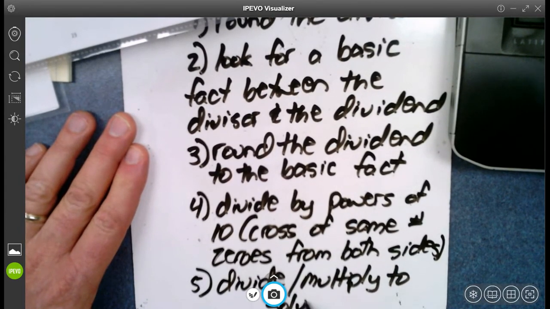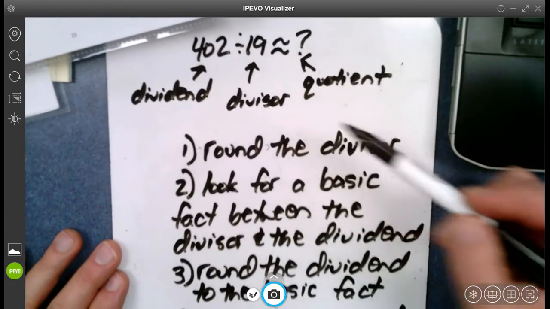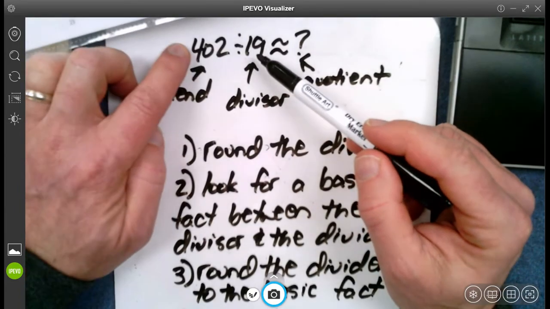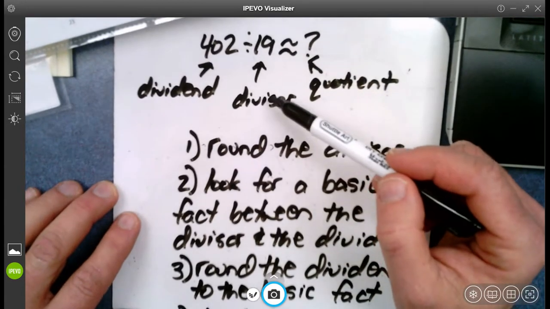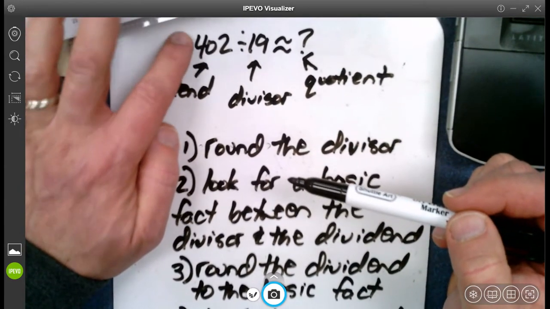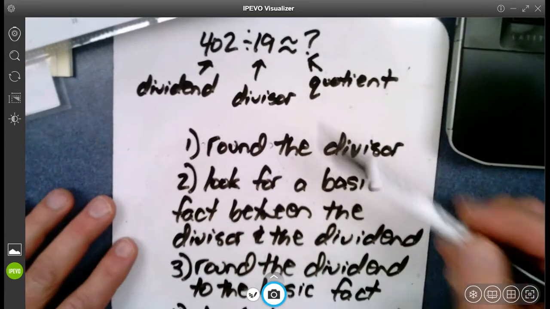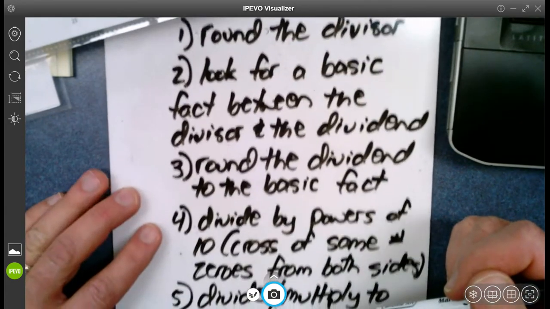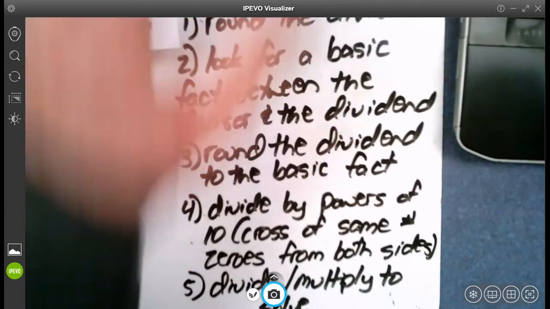Okay, so the steps again, I round the divisor. That's the divisor. Then I look for a basic fact. So here this became 70, so that became 490. Looking for a basic fact relationship between the divisor and the dividend. Then I round the dividend. So this became 490 because that was 70. Then I was able to cross off the zeros because I divided both sides by 10. And then I divided or I multiplied.